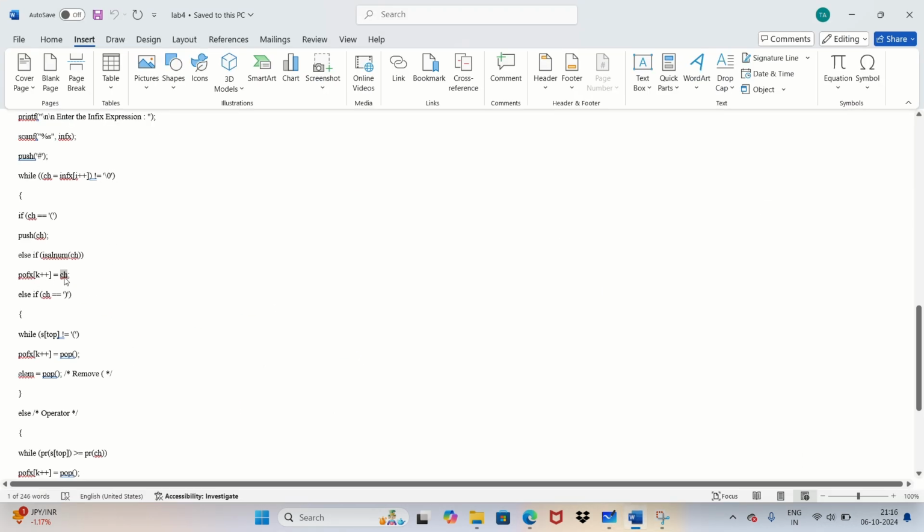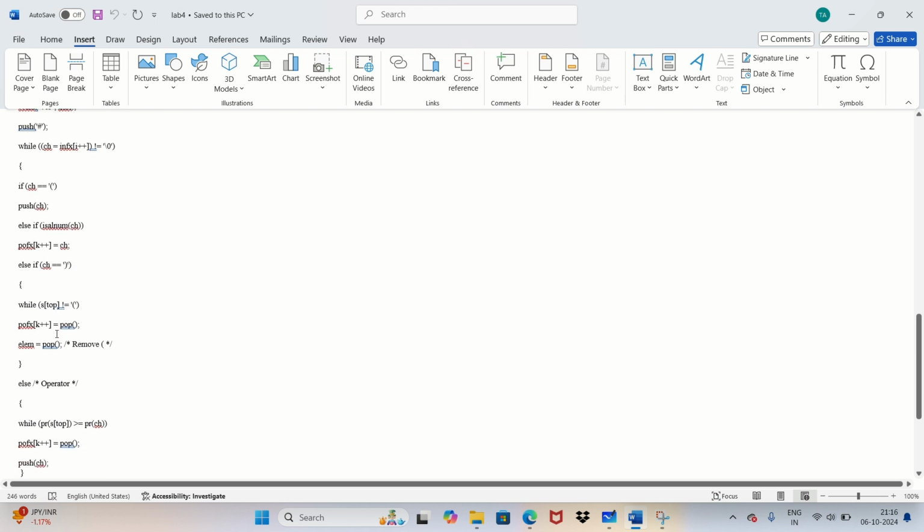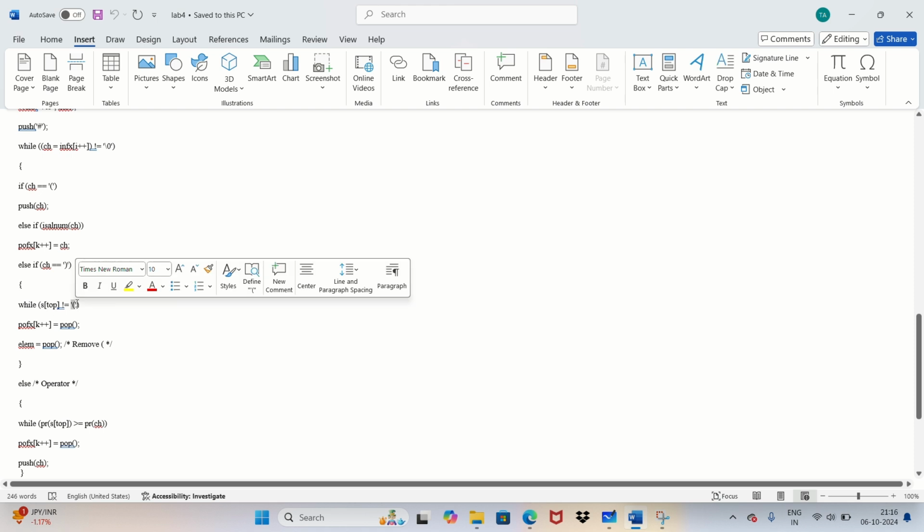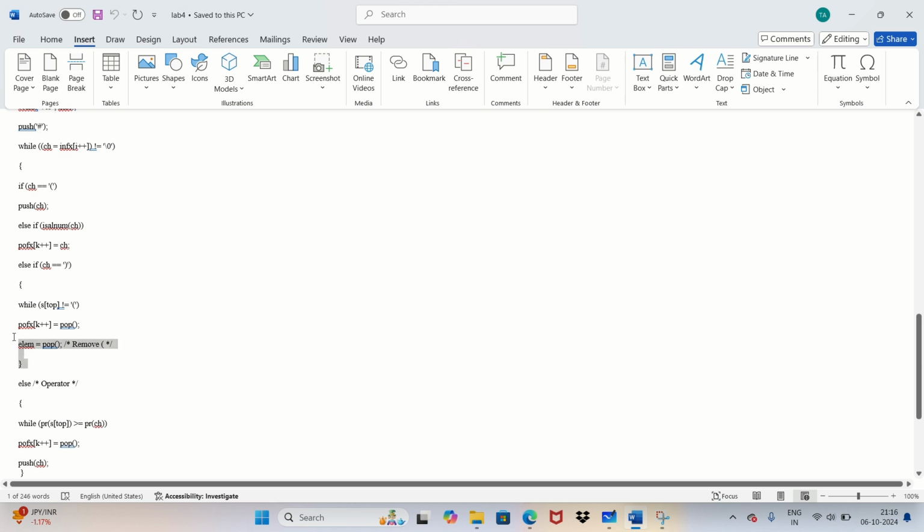First you put your character into the postfix k position, and then increase k. Now imagine the character scanned is a closing brace. At that time what you do, as I've already told you, all the elements till the opening brace, you encounter first your opening brace, and all the elements inside these braces should be popped out. So the code for that is this one.